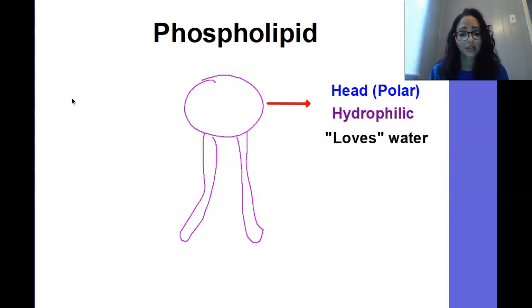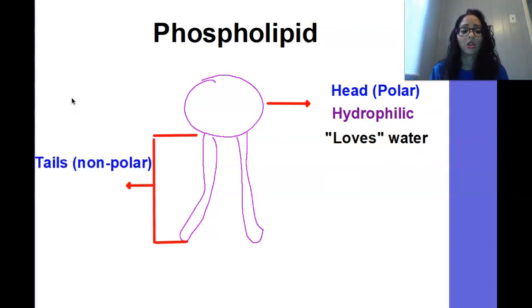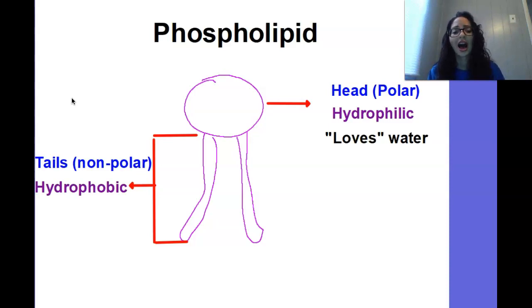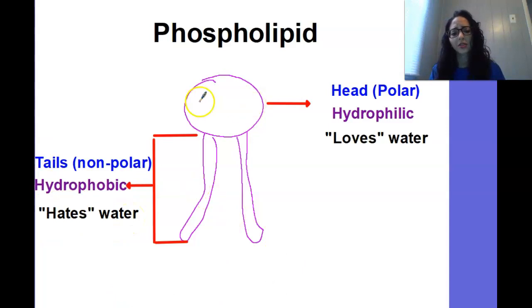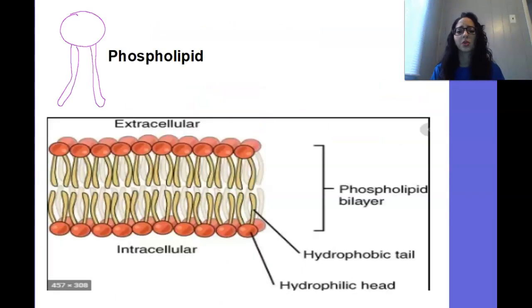Then we have the tails. The tails are non-polar. That means they don't like water at all. So they're called hydrophobic. And let's break this word down. Hydro, again, means water. And phobic means fear. They're afraid of water. They don't like water at all. So this is a phospholipid. And this will compose mainly the cell membrane.